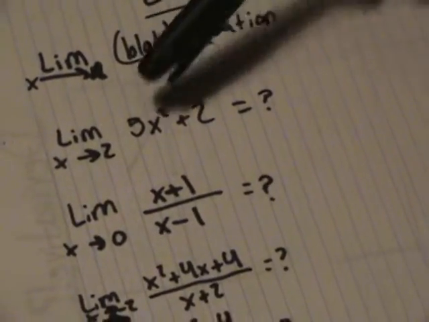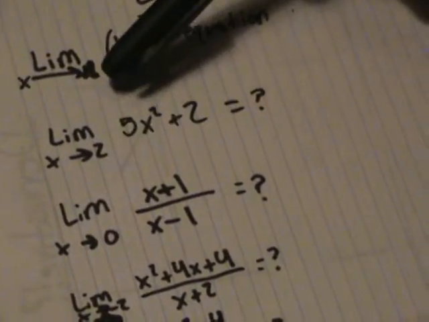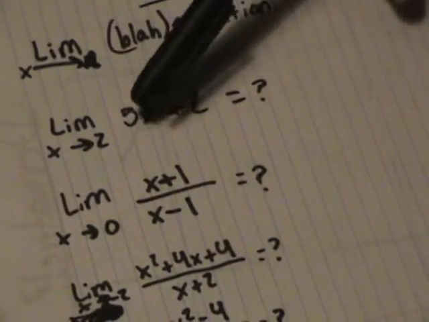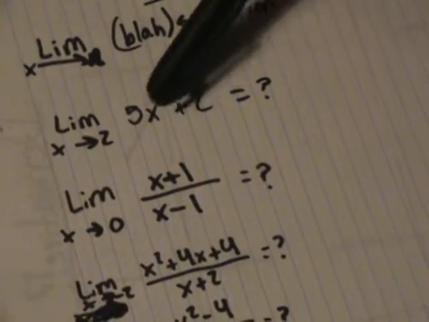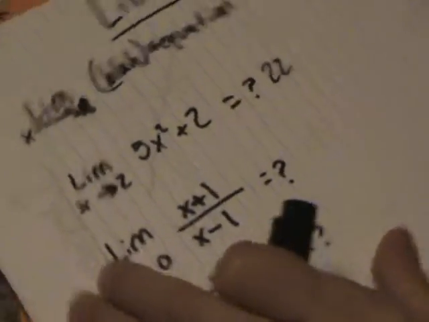Well, the simplest and the one you're gonna hope for the most is limit as x approaches 2. Can be any number here, but you can just plug it in. And if you plug in x equals 2 here, you're gonna get 5 times 4, because that's 2 squared, plus 2, which is 22. Oh, look at that, you solved it.